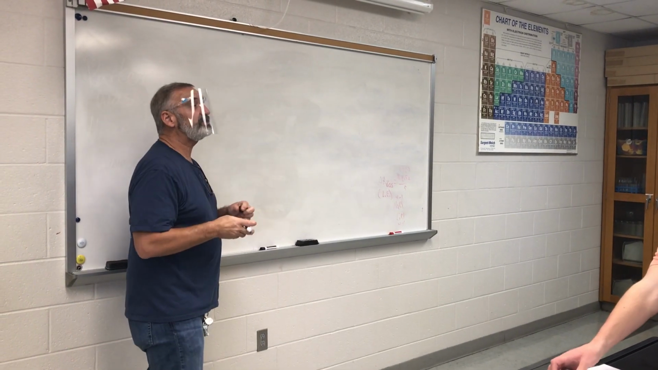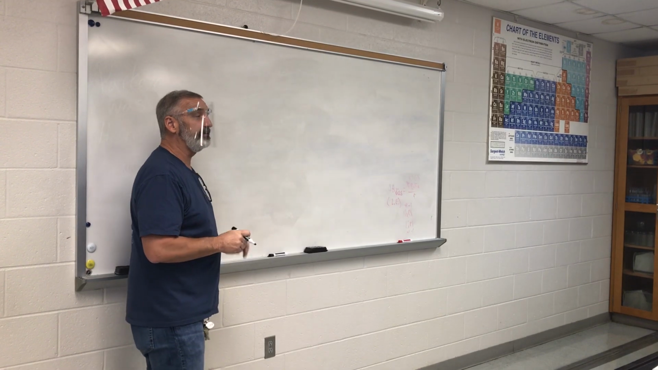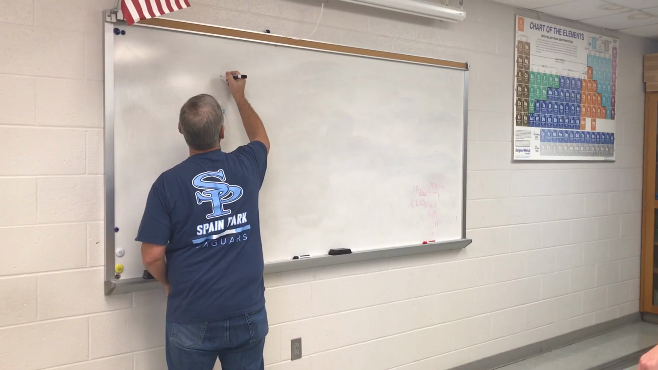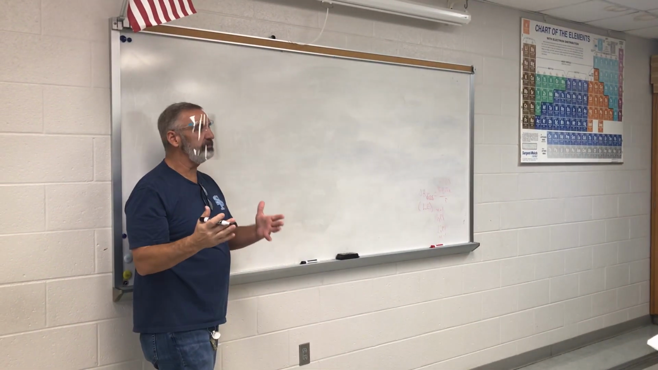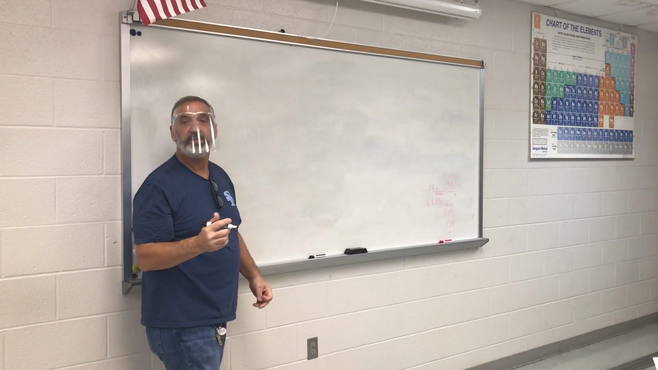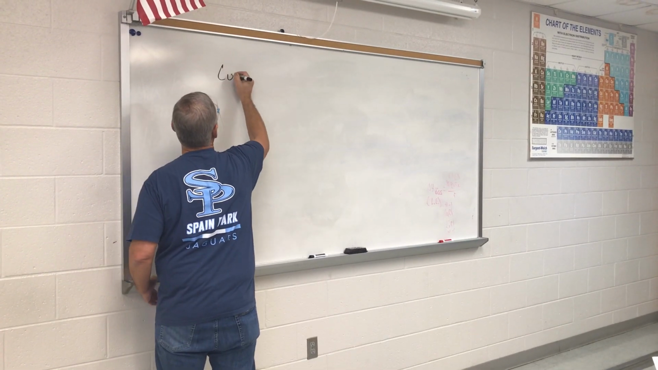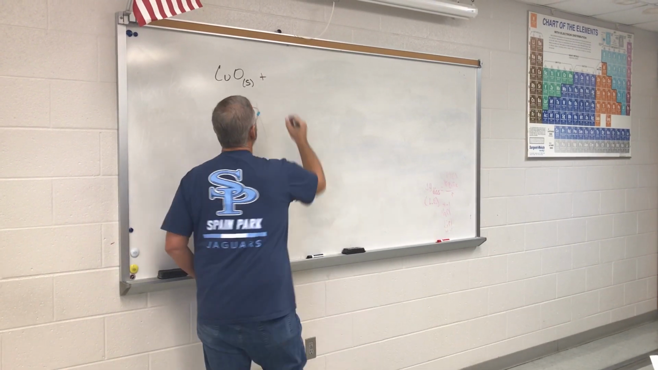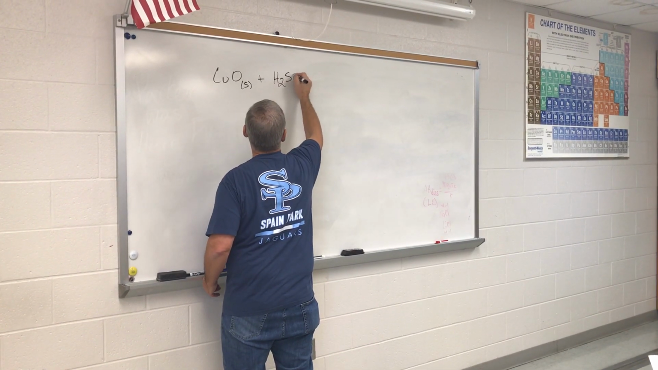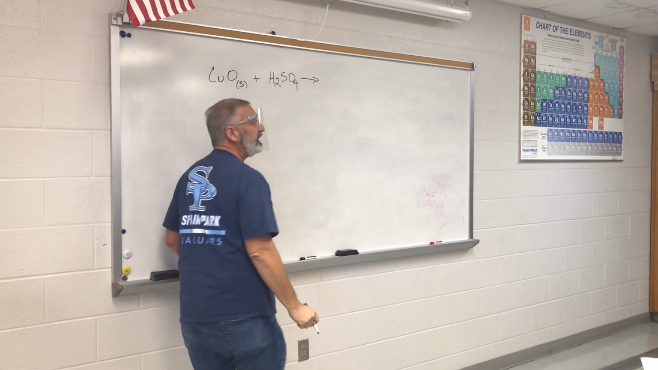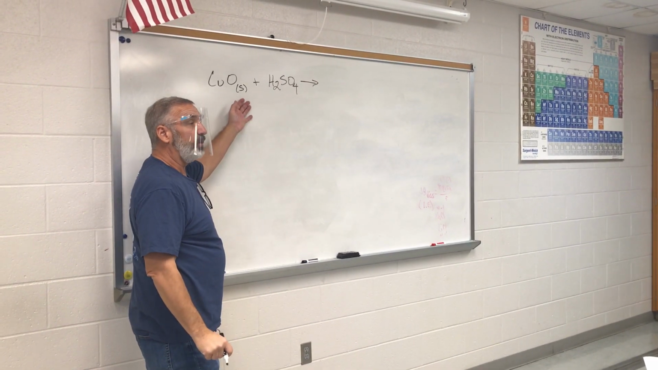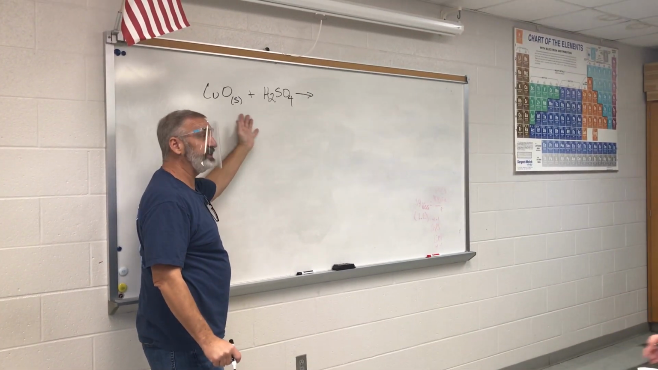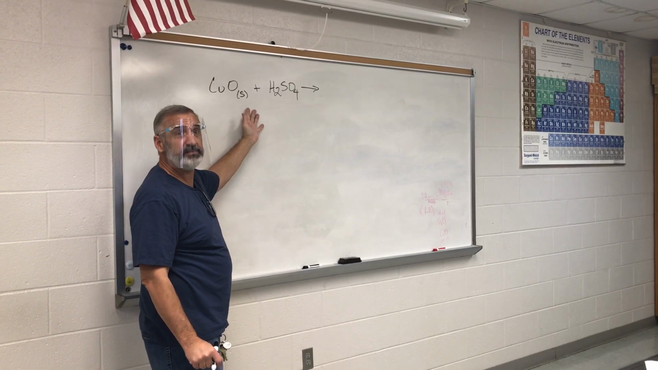So, let's talk about the two parts that we're doing today. The first thing that we did is we had the, what was the brown stuff in the Buchner funnel? Copper 2 oxide, CuO. And what did we add to that? H2SO4. Okay? So we need to know what reacted here, right? So we should be able to complete that equation. What type of reaction is this going to be?